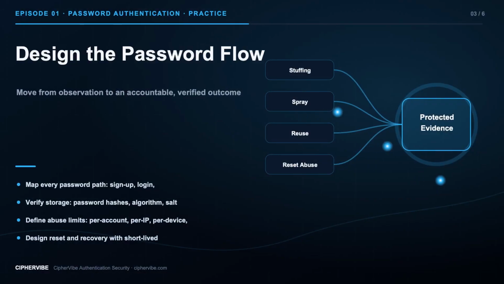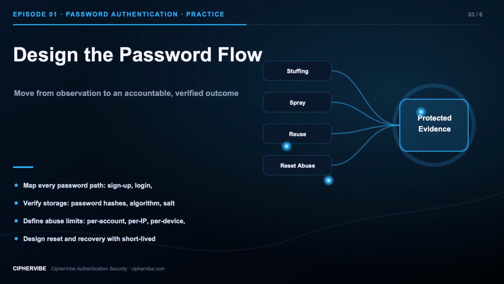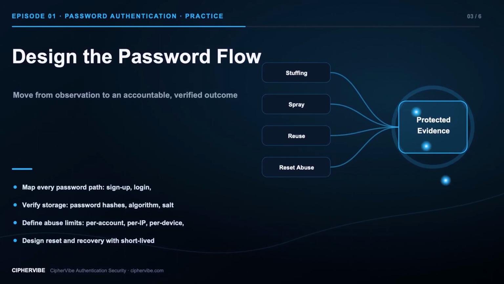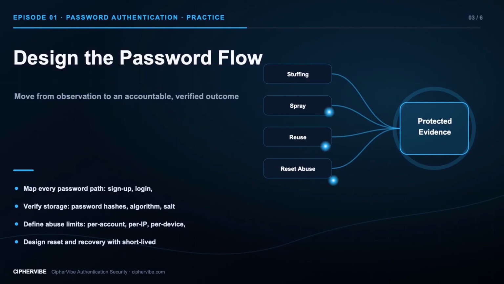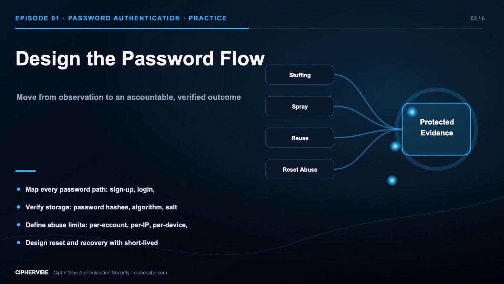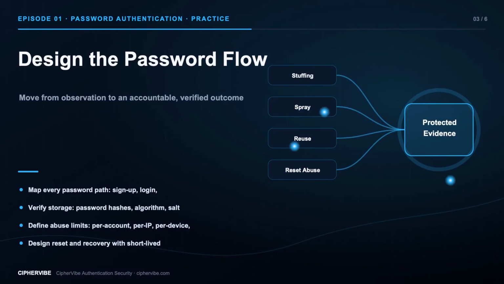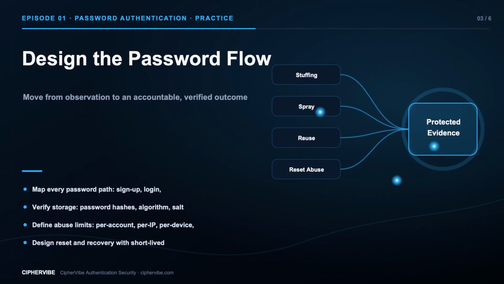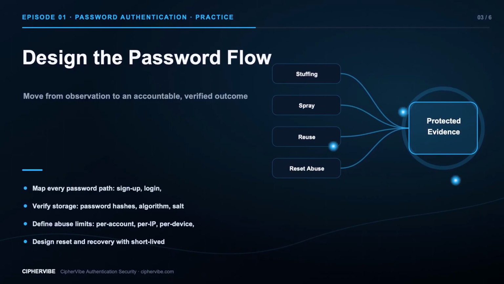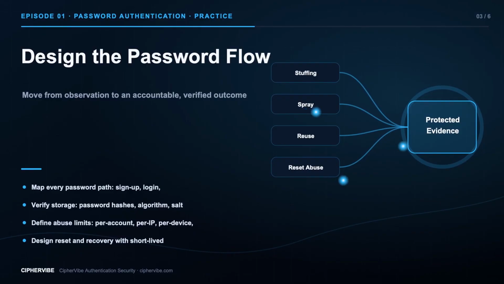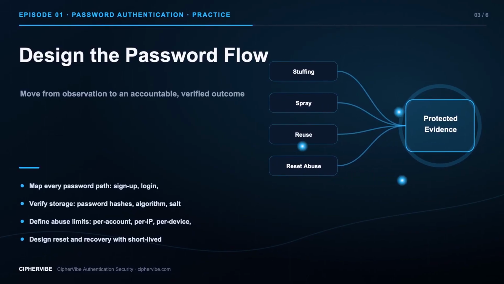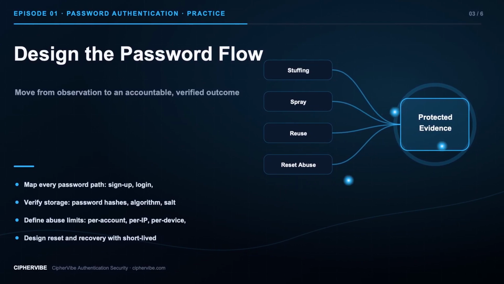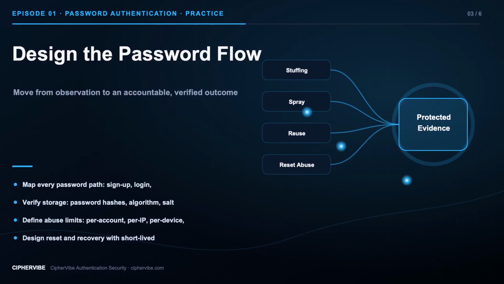Now turn the mental model into a repeatable workflow. First, map every password path: sign up, login, password change, reset, recovery, admin login, support-assisted recovery, lockout release, and session creation. Second, verify storage: password hashes, algorithm, salt handling, work factor, migration path, pepper strategy if used, and protection of the identity database. Third, define abuse limits: per account, per IP, per device, per ASN, per credential, per reset token, and per support operator thresholds with careful user messaging.